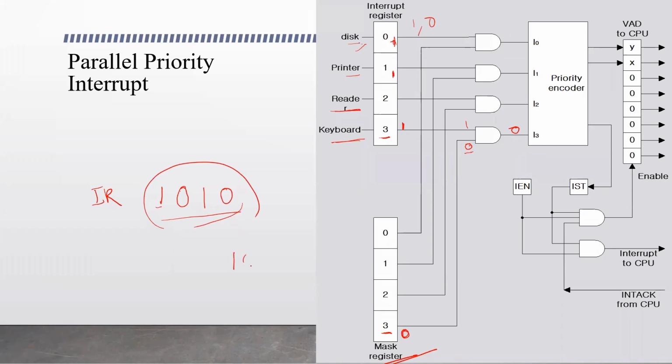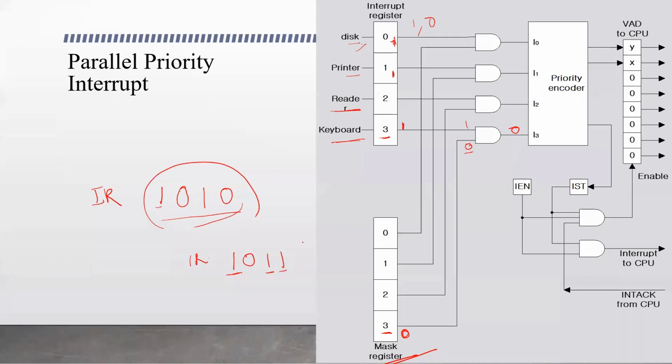If the bits are 1, 0, 1, 1. Let's say this is disk, being a highest priority device. It has placed an interrupt request, so this bit is 1 in the interrupt register. And this is printer. It does not have an interrupt, so it is 0. And reader has an interrupt request, so it is 1, and keyboard also has 1.